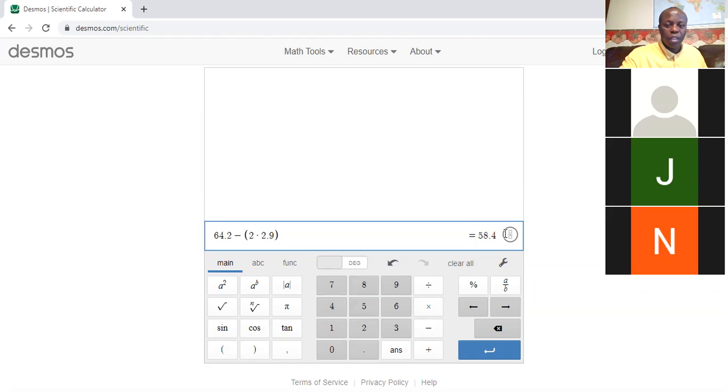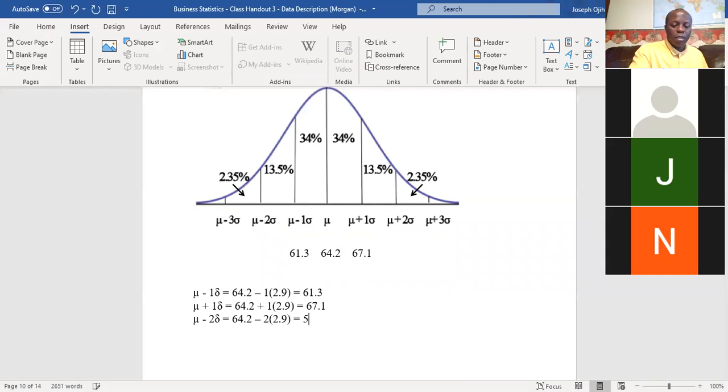Okay, 58.4. We put it right there, 58.4. So that means for the left side here, we got 58.4. Okay, good. Now, we'll repeat the same process for this side.